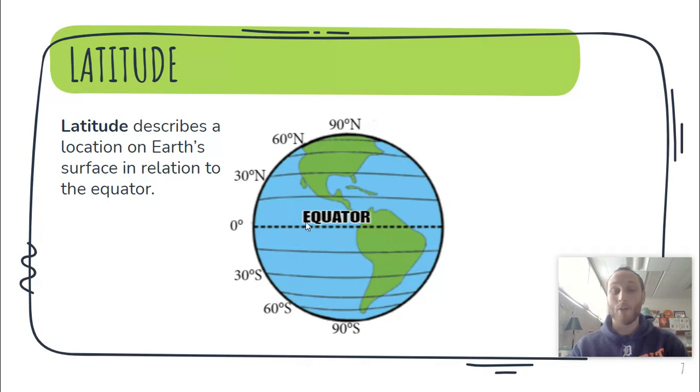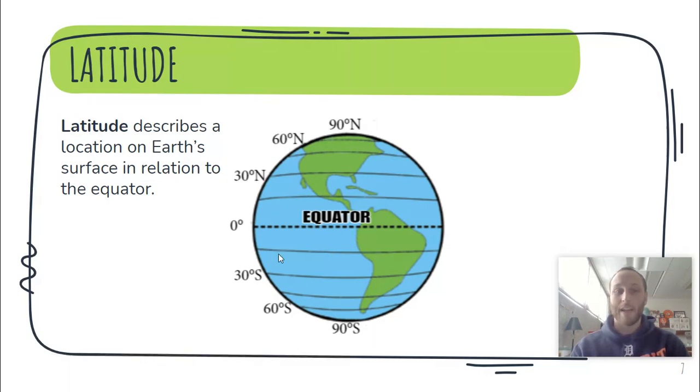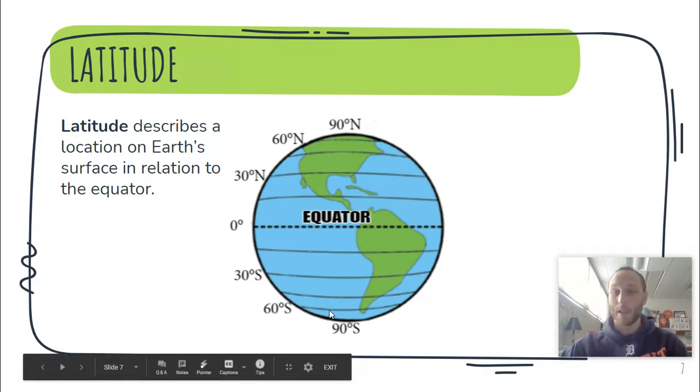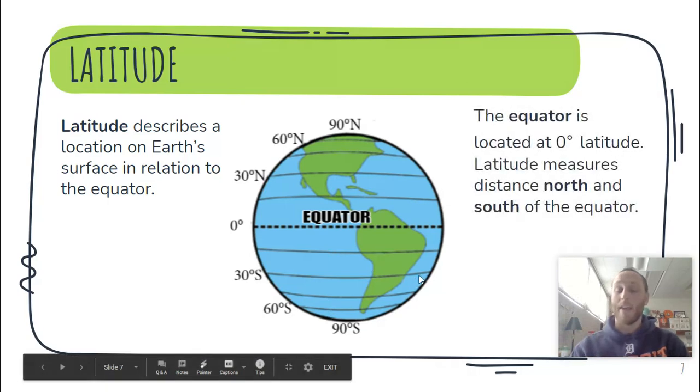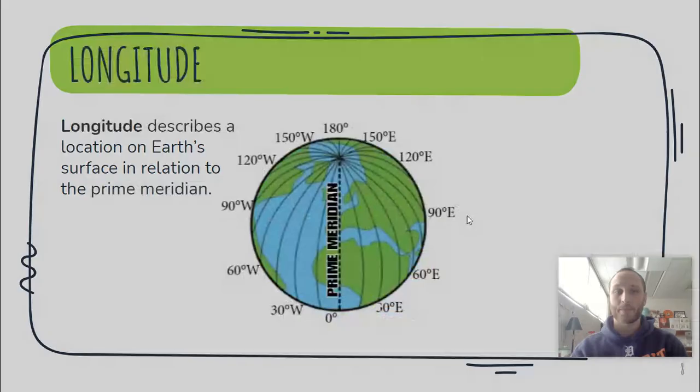And then I'm either going to go north of the equator using these latitude lines, or I'm going to go south of the equator using these latitude lines, right? So latitude is going to measure north and south of the equator. So if I have 30 degrees north, that means I'm 30 degrees above the equator. Or if I have 60 degrees south, that means I'm 60 degrees below the equator. So latitudes are north and south of the equator. And if you notice, the equator is at 0 degrees latitude. It's not north or south. It's exactly halfway. So the equator is our halfway point at 0 degrees.